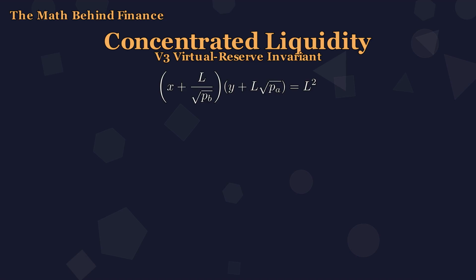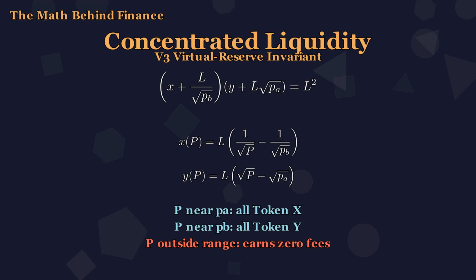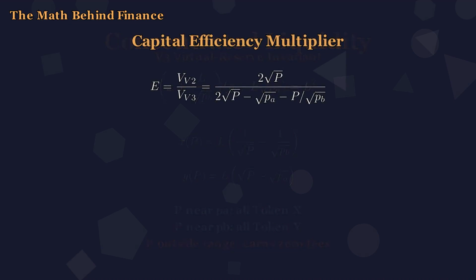Mathematically, V3 uses a translated hyperbola. The real reserves X and Y are shifted by virtual reserves, L over square root of PB and L times square root of PA. The actual tokens you hold depend on the current price P. As P moves toward PB, you hold more and more of token Y. As P moves toward PA, you hold more token X. And if P leaves your range entirely, your position becomes single-sided and earns 0 fees.